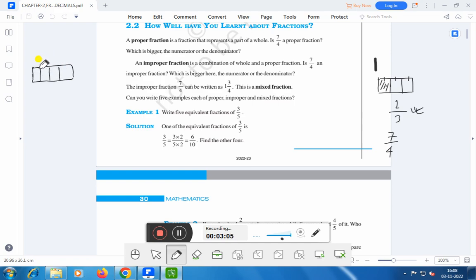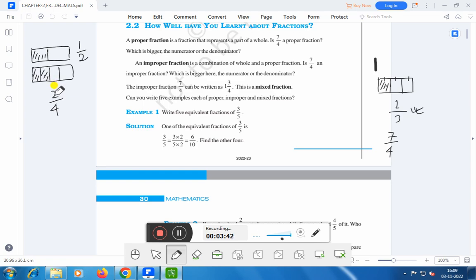Now, if I take this one, this is the same part, and if we take half of that, it will be 1 by 2. What is the value of this one? If you say that you have taken 2 parts, it is 2 by 4, 2 by 4, right?